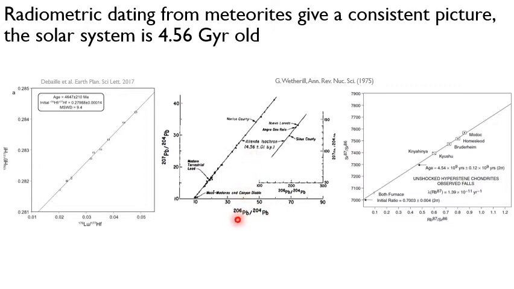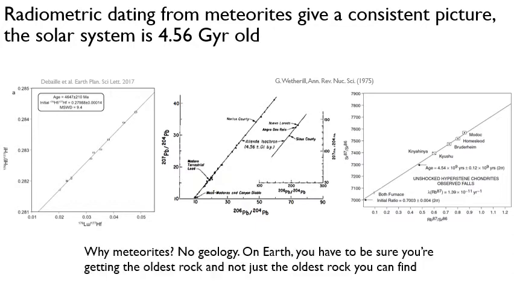This one is an incredibly accurate one, so that's where you get the 4.56 number. And again, we have a rubidium and strontium. So there's a consistent picture, and that's how we know that the solar system is 4.6 billion years old.